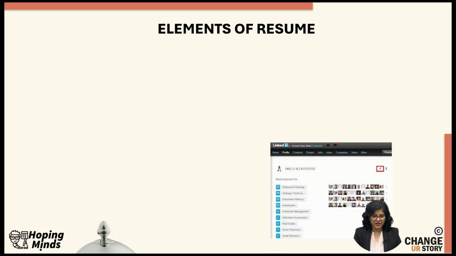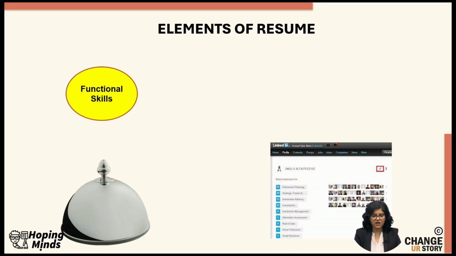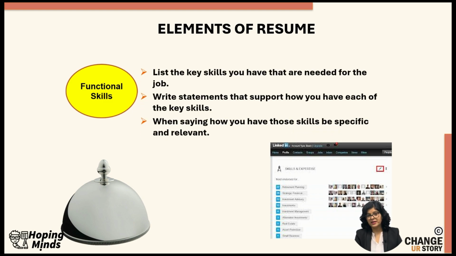Okay, what is the next element? So the next element is functional skills. Yeah, again, very important. What are your skills? Because skills tell a story of what you bring onto the table, right? Are you somebody who's got strong technical skills? If technical skills, then which technology, right? Leadership skills, for example, soft skills, communication skills, negotiation skills. Depending on the job you're applying for, you derive those skills, and of course the skills that you have expertise in. So list the key skills that are needed for the job. Write statements that support how you have acquired each of those key skills.